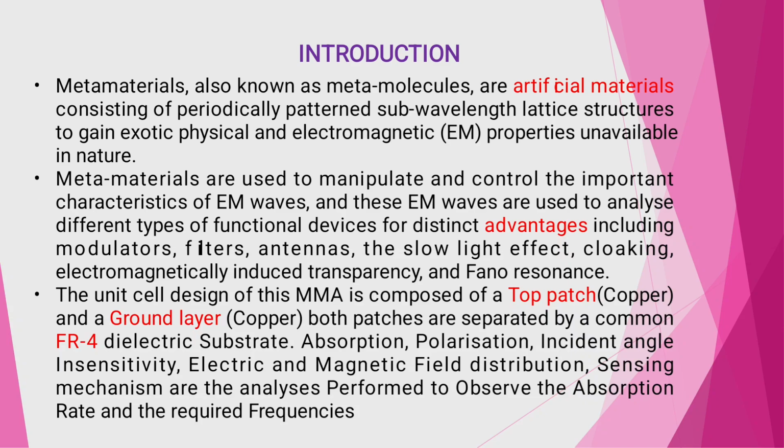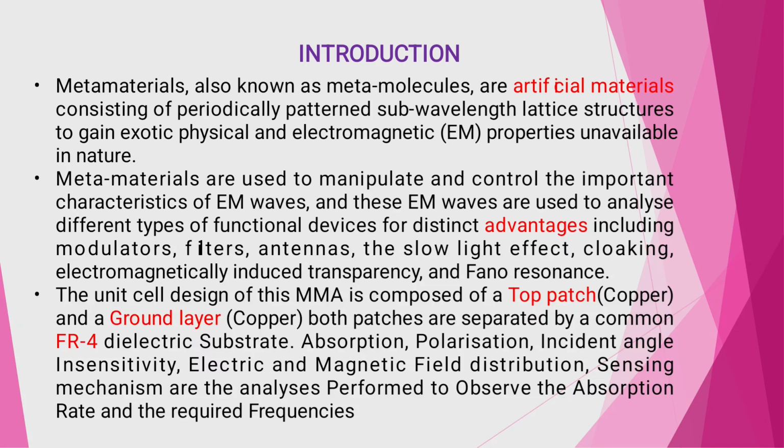Compared to natural materials, metamaterials provide negative values of permittivity and permeability simultaneously. So that is the artificial material. The characteristics of electromagnetic waves are used to analyze different types of functional devices for different advantages, including modulators, filters, antennas, the slow light effect, cloaking, electromagnetically induced transparency and phonoresonance.